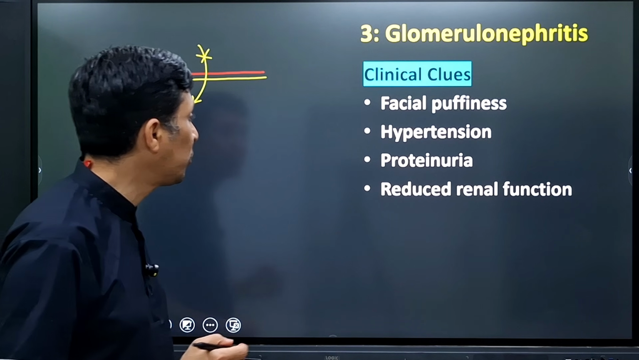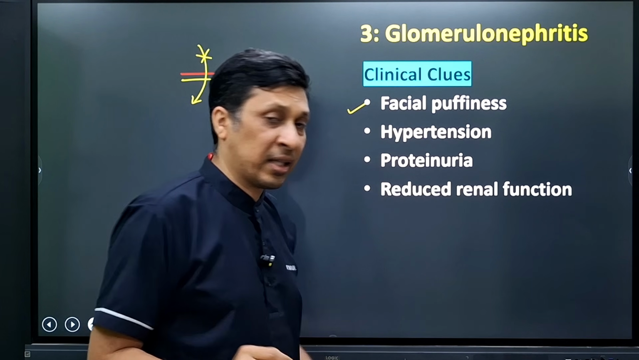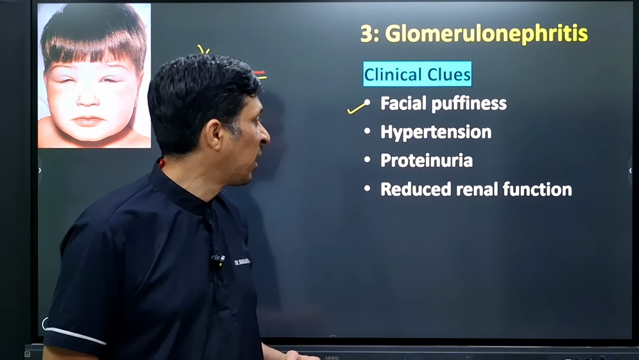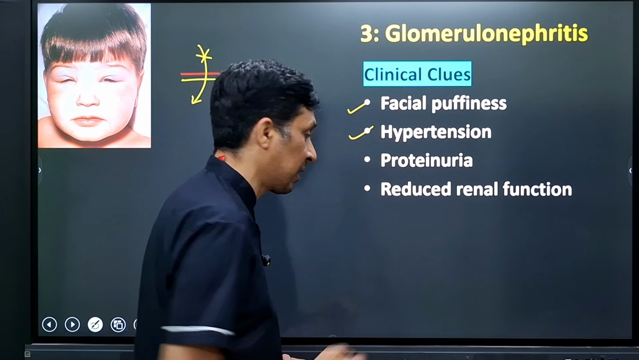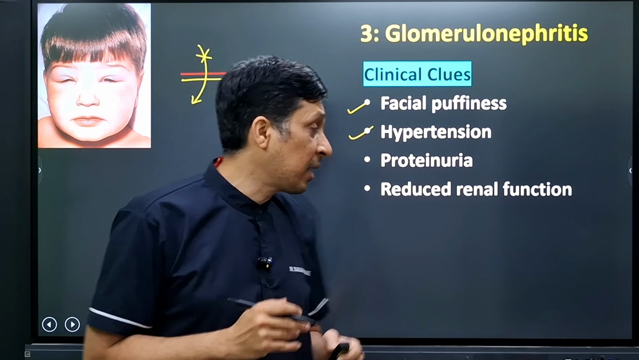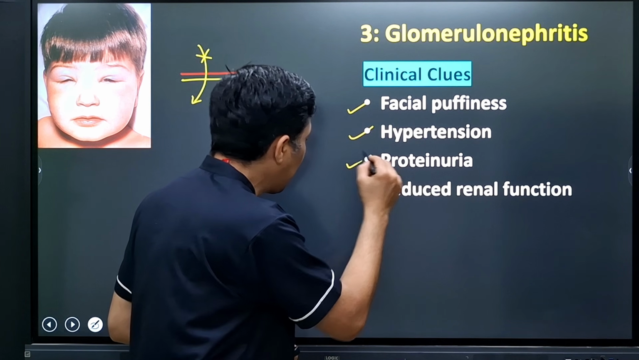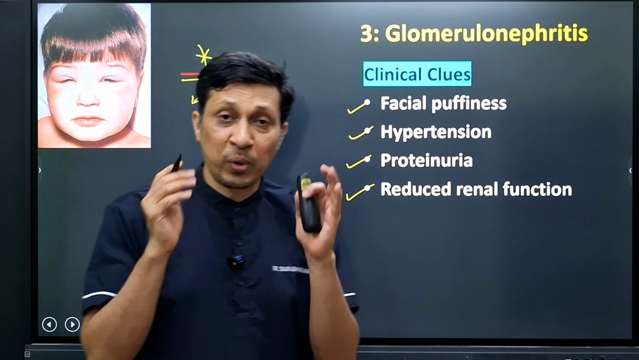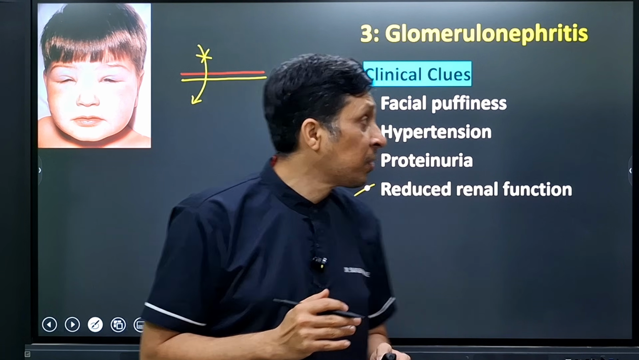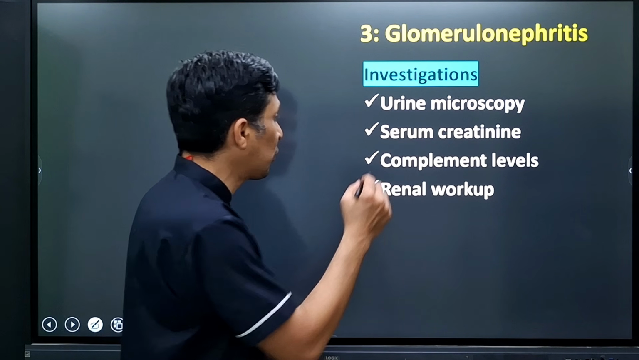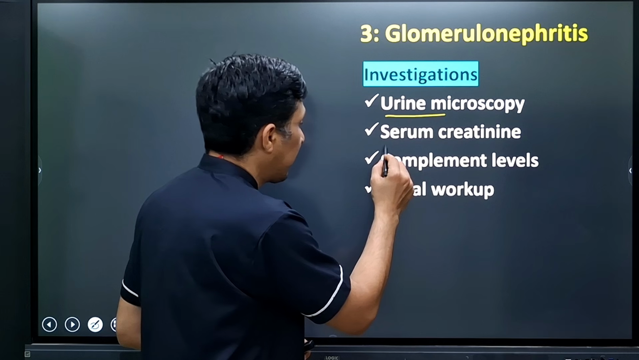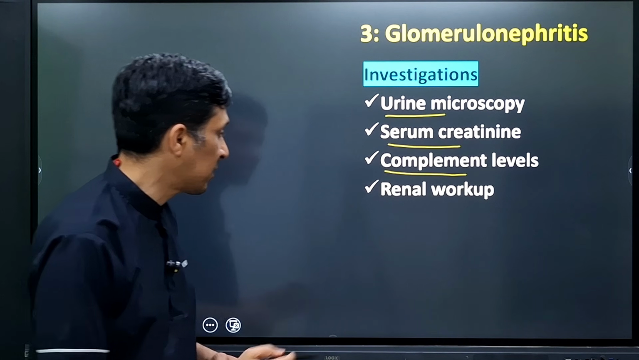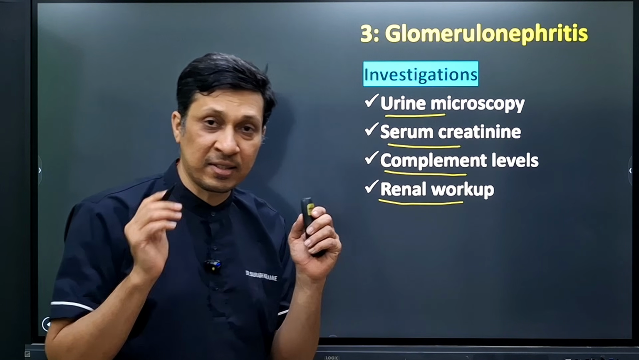Now what are the clinical clues here? The first is facial puffiness. Now how facial puffiness looks, you can see this in this photo. And the second clue is hypertension. The patient's blood pressure will be high. Then in the urine report, you will get proteinuria. And if you do the renal function test, you will see that the parameters are deranged. Now, what are the investigations that we must do? First is urine microscopy. Second is serum creatinine. Then here we have to do complement levels for the diagnosis, and a proper renal workup is necessary in this case.